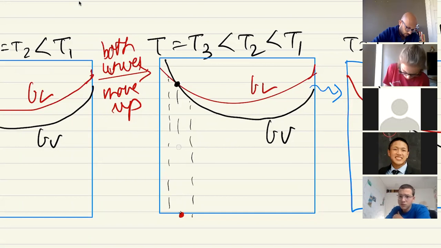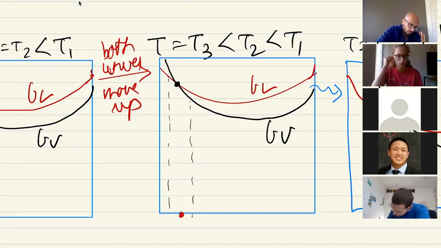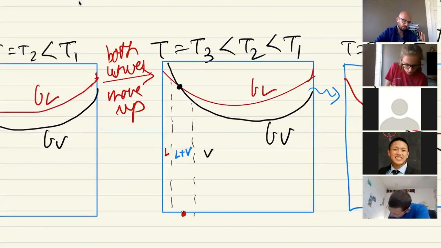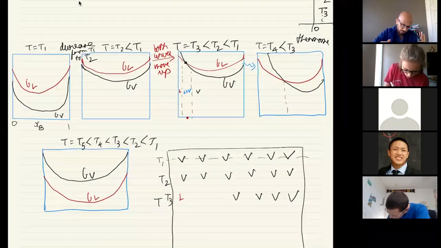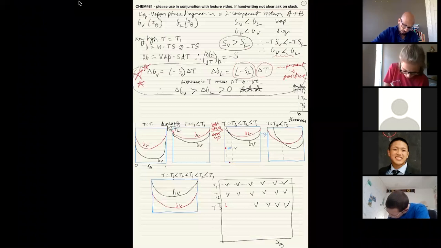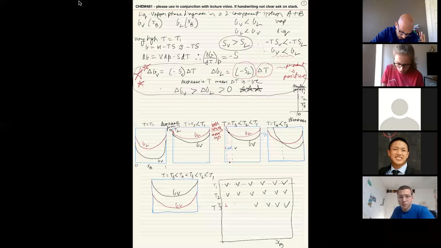The liquid dominates only in this part, and the vapor dominates in this part, and the middle part is coexistence, liquid plus vapor. And again, we will get to why the coexistence happens after we finish this phase diagram on the next slide. So you have liquid, you have vapor on the far right, but in the middle, you have L plus V coexisting together. Same thing at T is equal to T4.